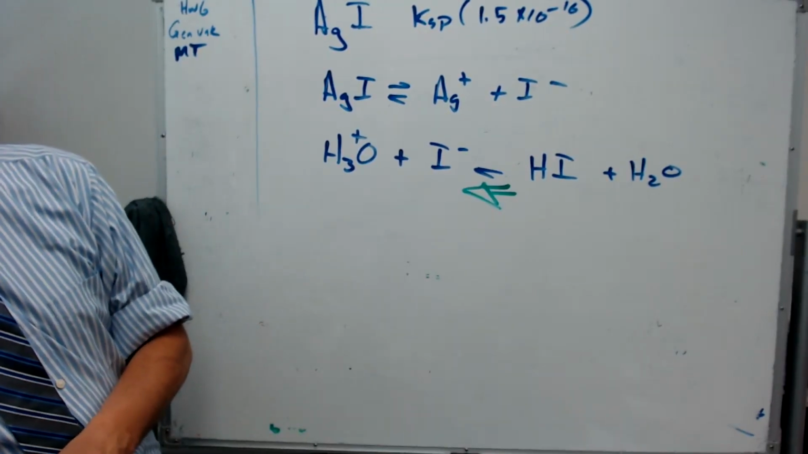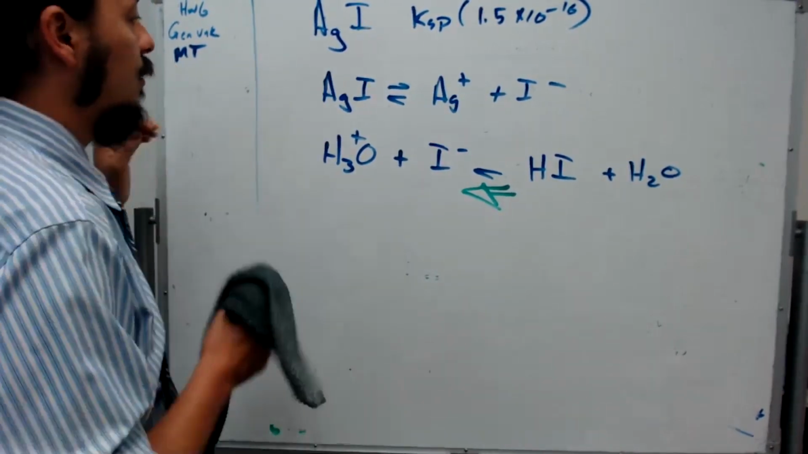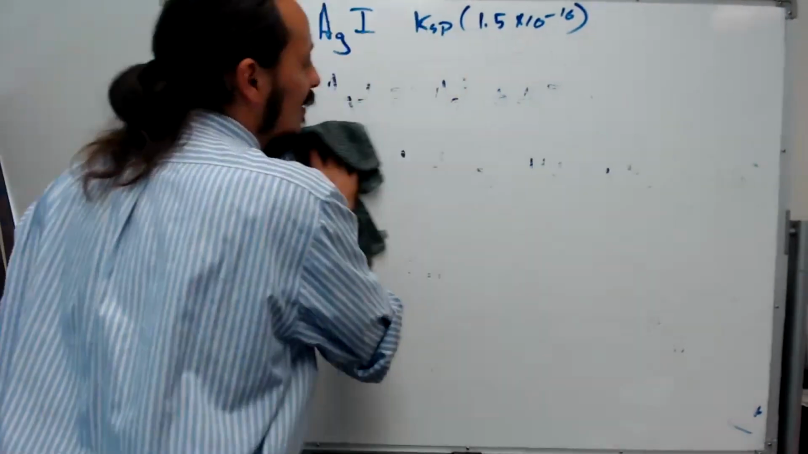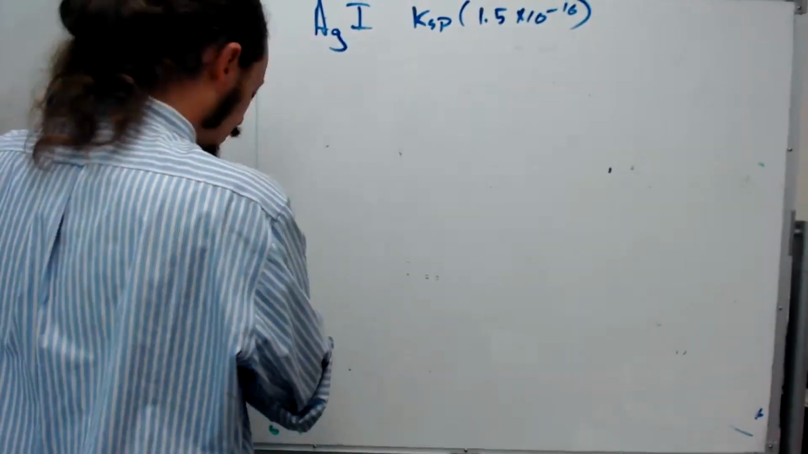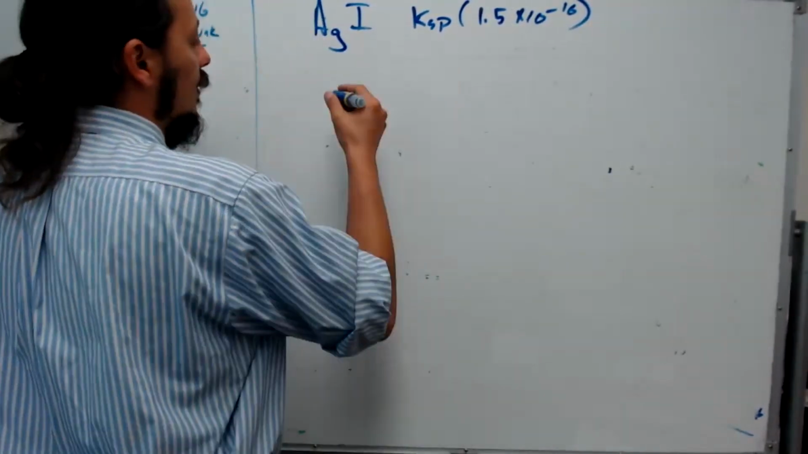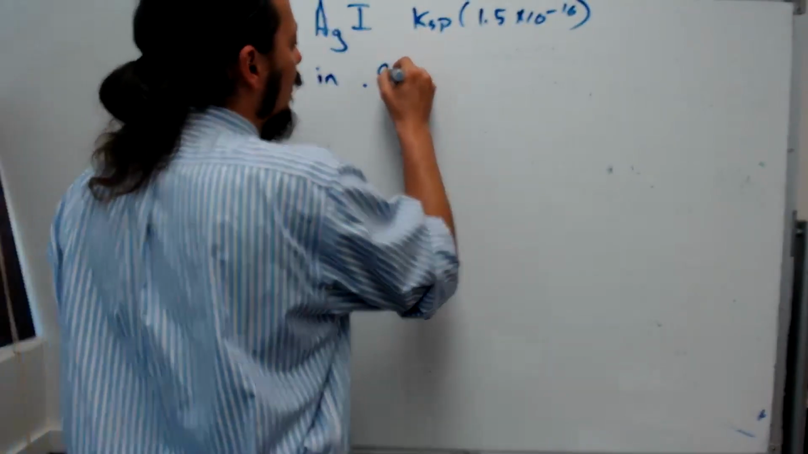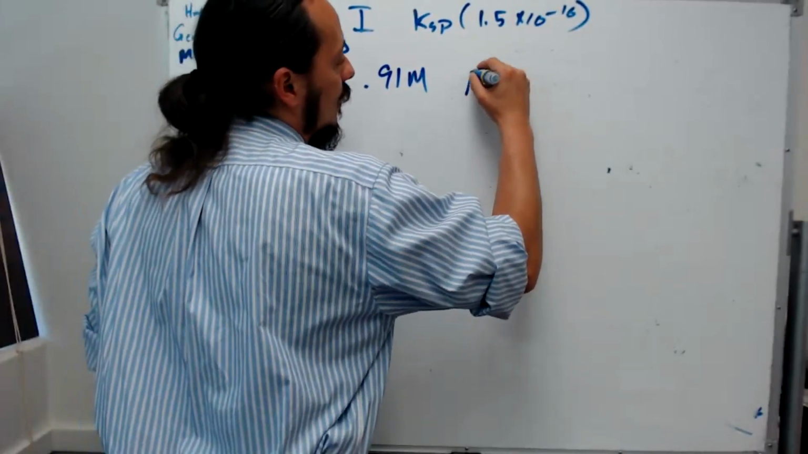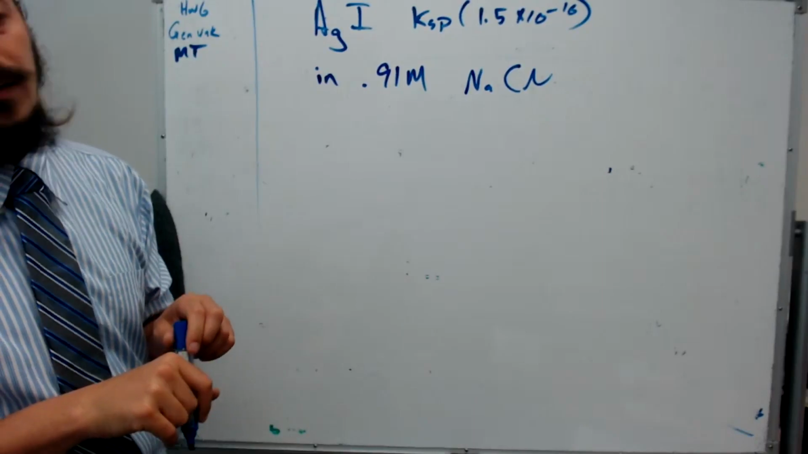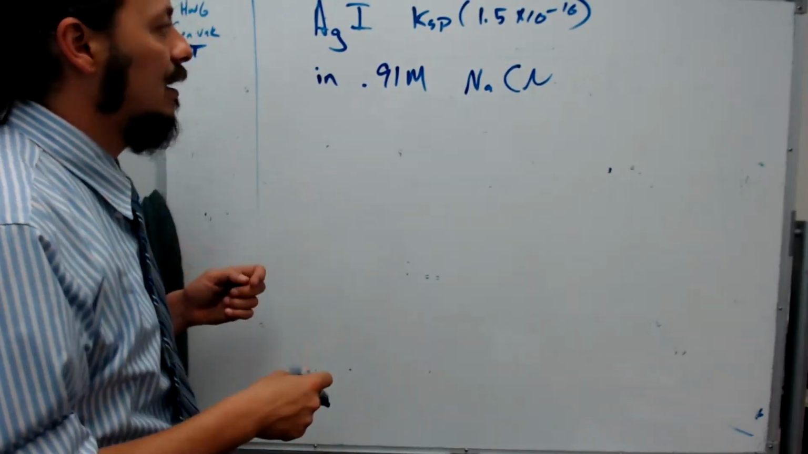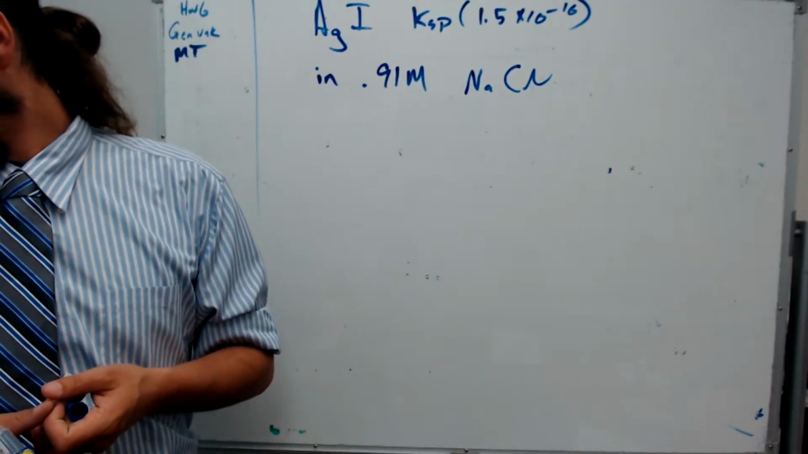Okay. Part D is where it gets interesting. Should we do part D? Mm-hmm. So part D is, what's the solubility of silver iodide in a solution that is 0.91 molar sodium cyanide? Where now we're going to have this competition of the silver and the cyanide.